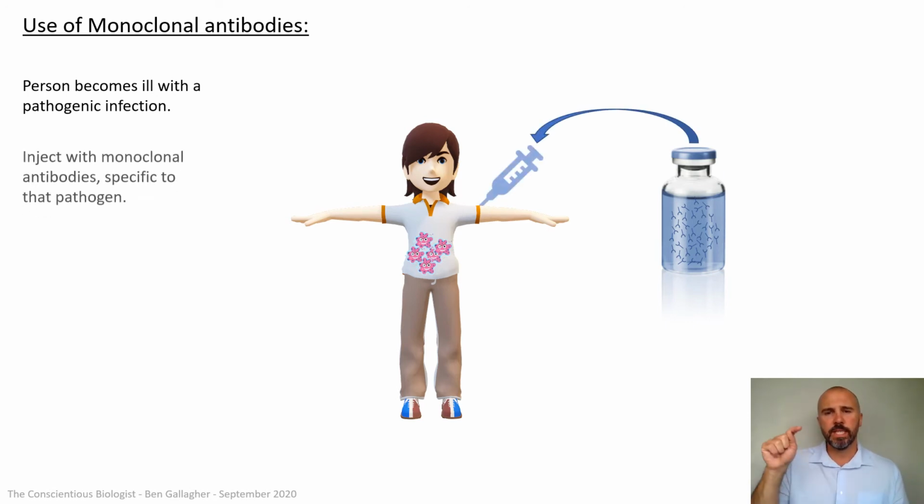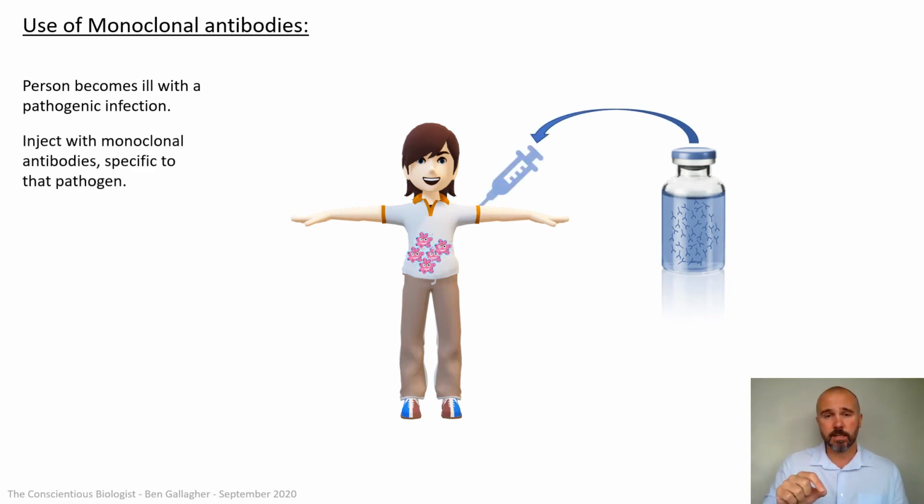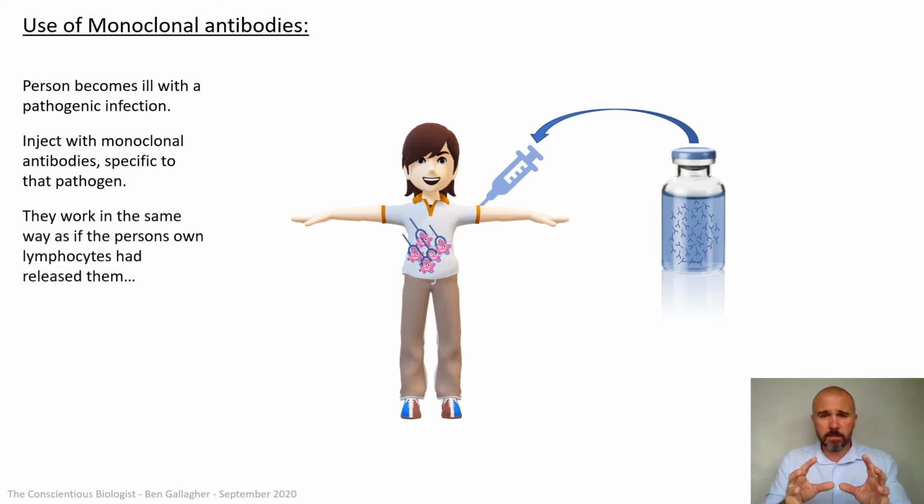Now, if those are injected directly into that person, then those antibodies in the person's blood will tag onto the pathogens in exactly the same way as if this person had made their own antibodies. You basically mimic the natural process. We said on the first slide, flooding the blood with antibodies is the best way to fight off infection. That would happen naturally, but if it doesn't, you can just flood the blood artificially by injecting them directly into you.